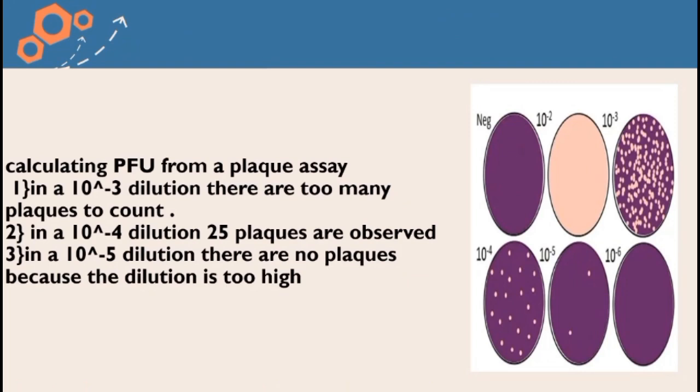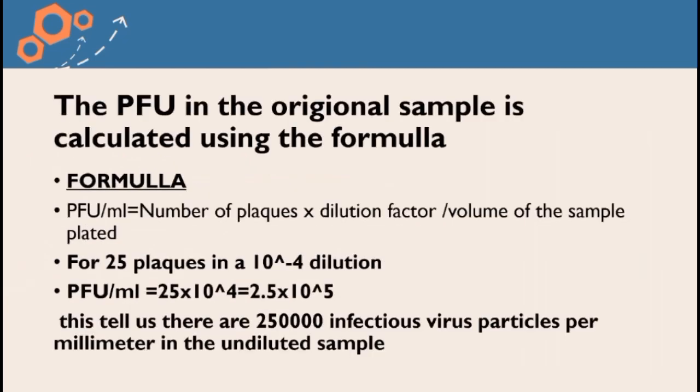Calculating PFU from a plaque assay. 1: in the 10 raised to minus 3 dilution, there are too many plaques to count. 2: in the 10 raised to minus 4 dilution, 25 plaques are observed. 3: in the 10 raised to minus 5 dilution, there are no plaques because the dilution is too high. The PFU in the original sample is calculated using the formula.